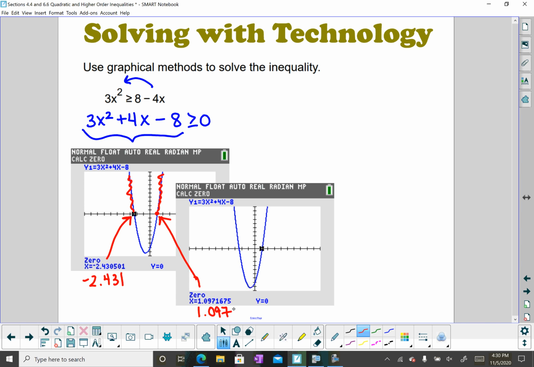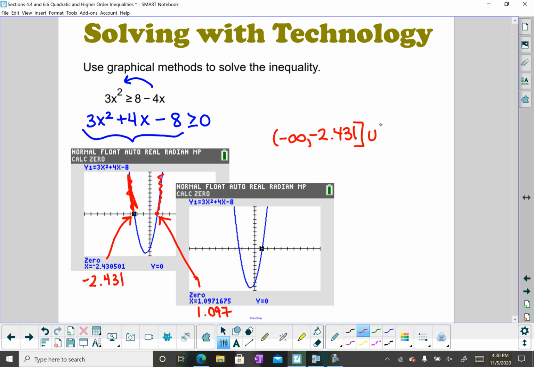And then we also will include our breaking points because my inequality sign says greater than or equal to. So our final answer here is going to be -infinity to -2.431 with a bracket. So that's this first side.